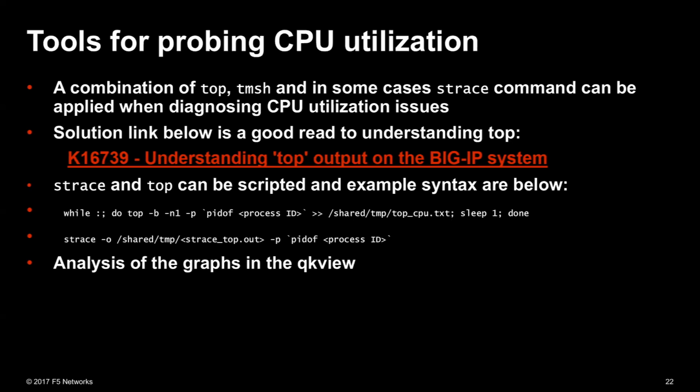And the other thing that you can do, which we will cover in an example later, is to script these top or strace commands, so you can run them periodically and have a picture of what the CPU utilization was at a certain time. And the other thing will be the analysis of the graphs in the QKview. When you are in the QKview, ordering the top columns by CPU processes could help you to illustrate data plane processes pinned to even number cores and control plane processes pinned to odd number cores.